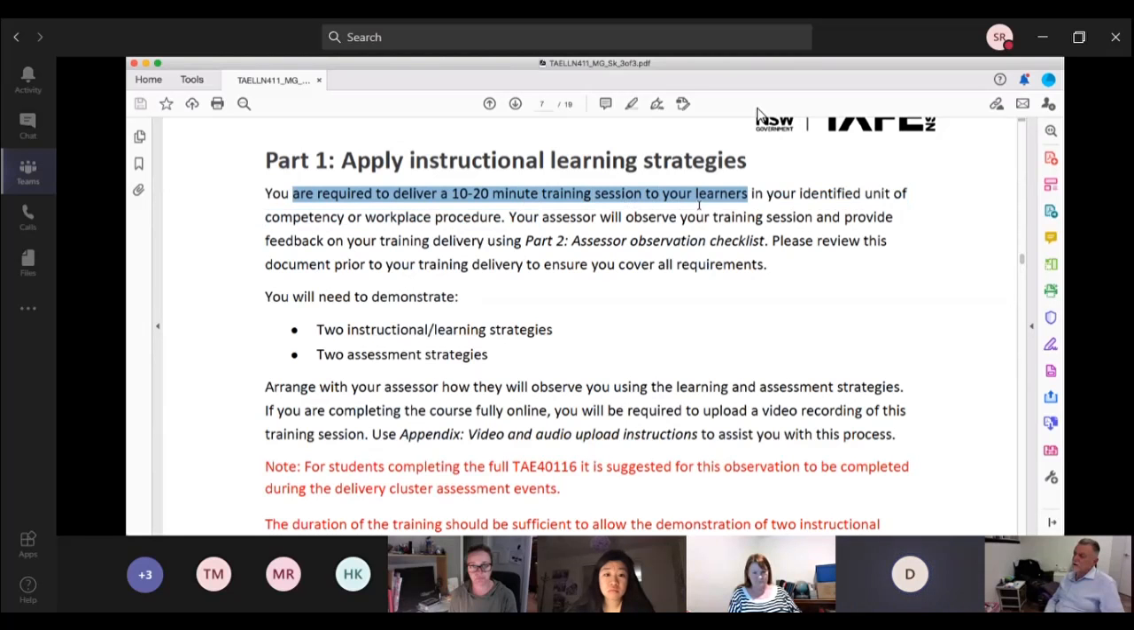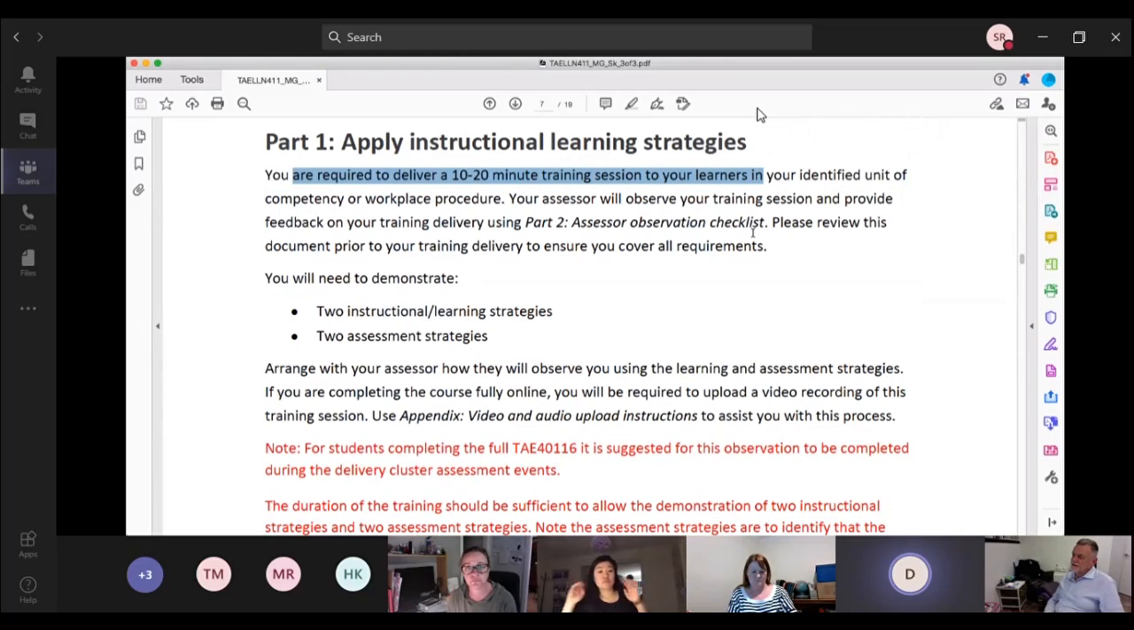a 10 to 20 minute training session to your learners in your identified unit of competency. Well, you've done that a few times, and not only 20 minutes, you've also done 40 minutes. So you've already delivered in event 4.